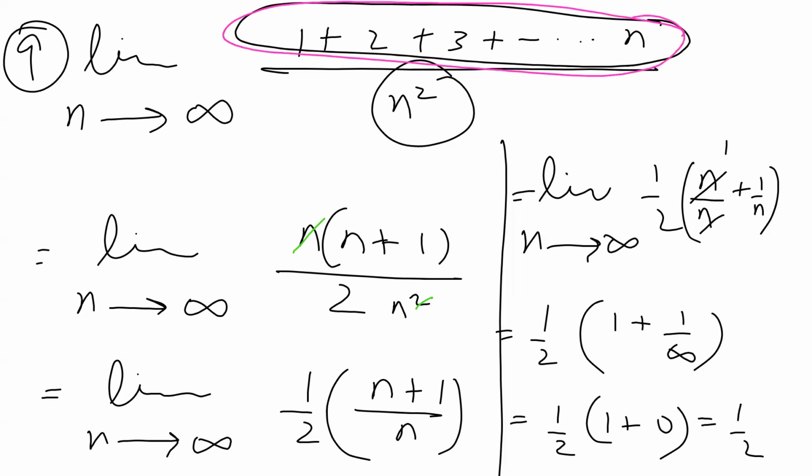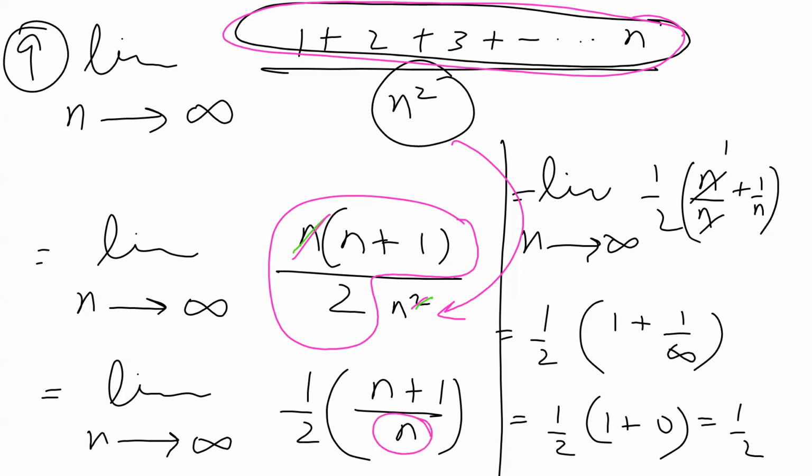1, 2, 3 up to n. Addition of first n natural numbers is this: n into n plus 1 by 2. This n square over here, n square gone. We are left with 1 n over here, and n plus 1 in the numerator. Guys, was this easy for you? Provided you know the formula.